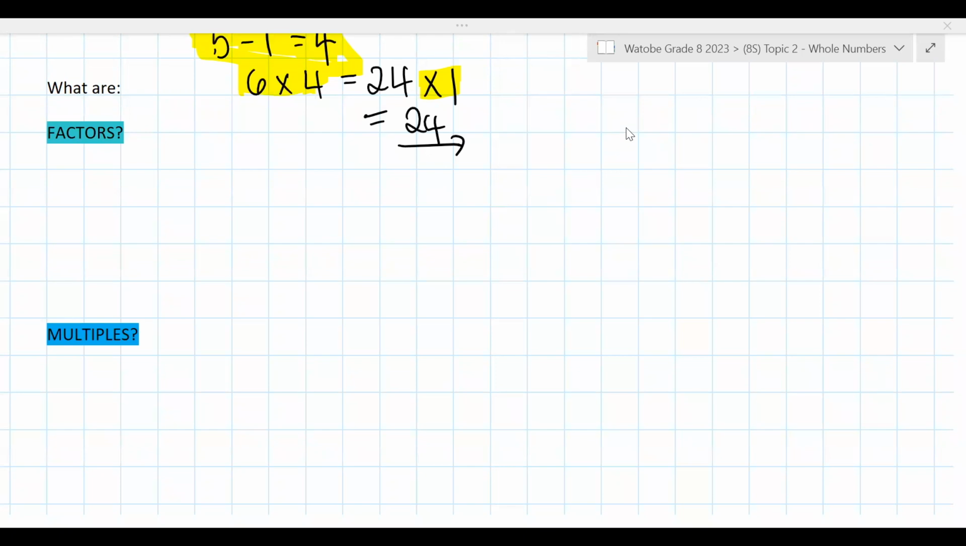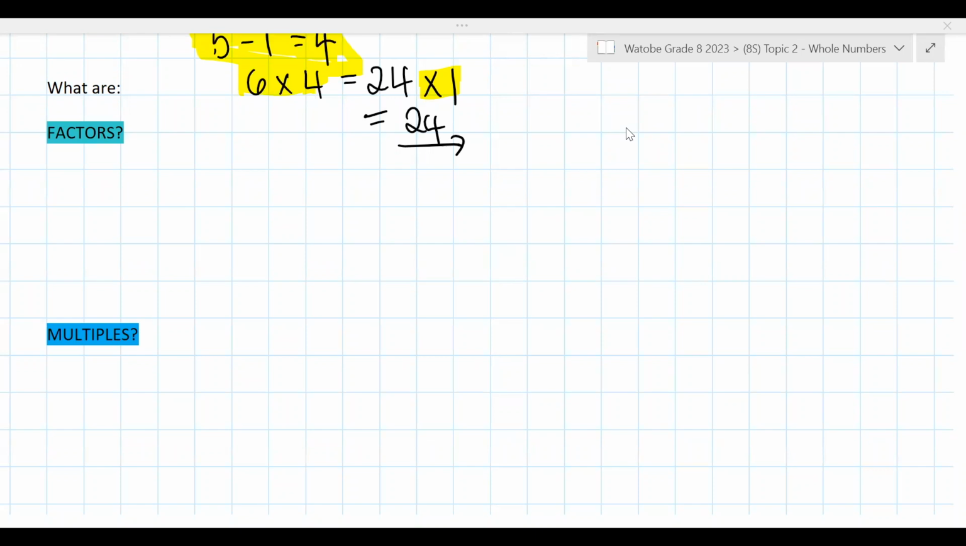Right. So what are factors? What are multiples? I see lots of hands. I'm hoping these are some people wanting to give me some answers. Angela, do you want to give us one? You can do factors or multiples, whichever one you want. Okay. Zintle, do you want to try? There should be a little pop-up, Zintle, for you to unmute yourself. There we go.